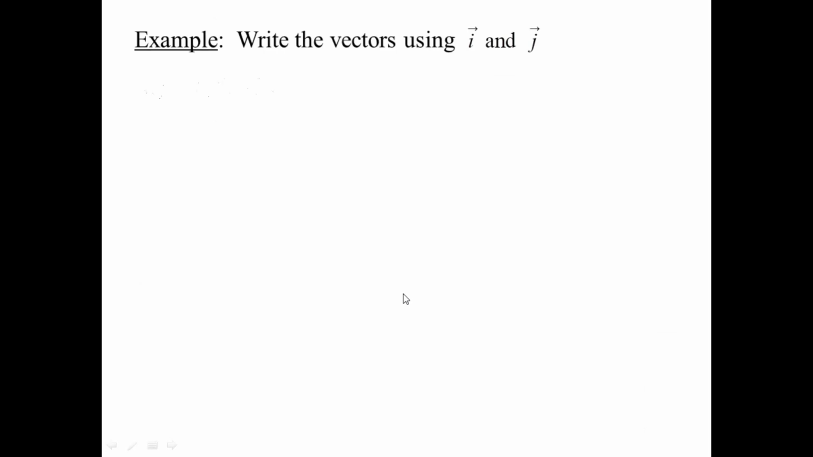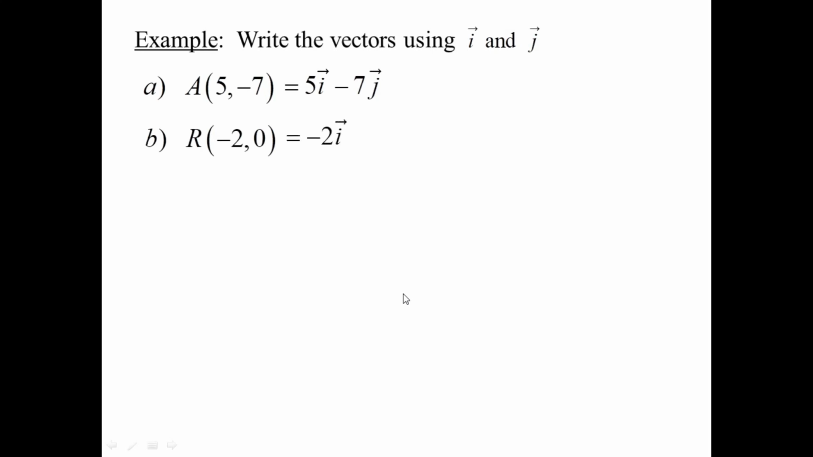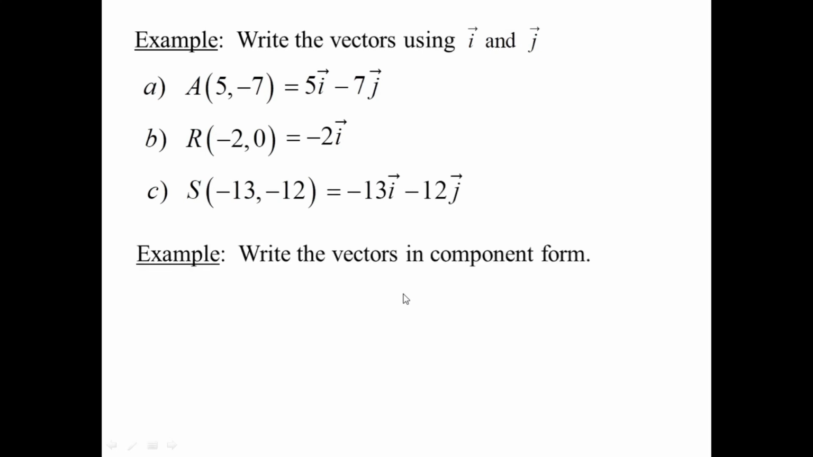Write the vectors using i and j. Well, there's a vector. It's (5, -7). It's the position vector associated with that point. Well, it would be 5i minus 7j. The point (-2, 0), or the vector that goes to the point (-2, 0), is minus 2i. This one, (-13, -12), well, minus 13i minus 12j. You'll see that it's not real difficult.